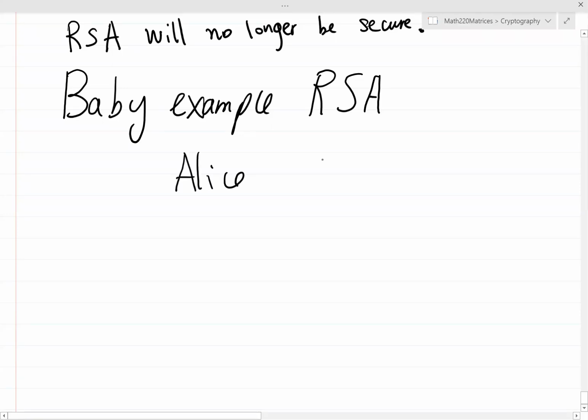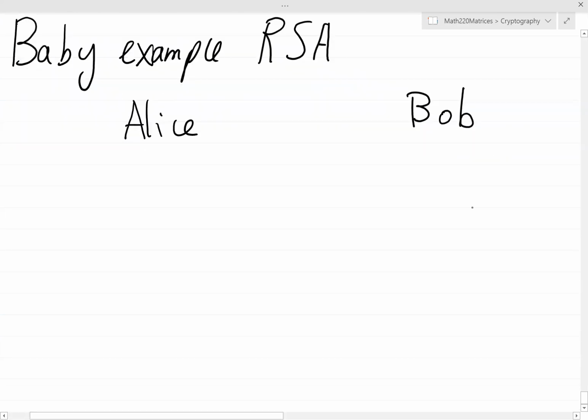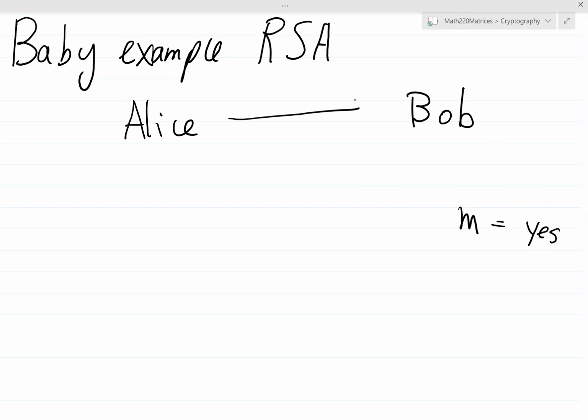So suppose we have Alice and we have Bob. Now suppose Bob wants to send a message. Suppose the message is yes. Bob wants to send the message yes to Alice over a public channel. Bob wants to make sure that this message is not stolen, not known to any other person. This is not possible if Bob sends yes directly, because everyone who gets this message will just get this information.